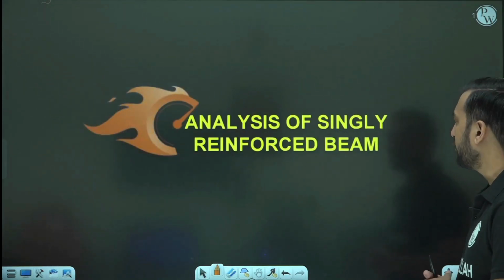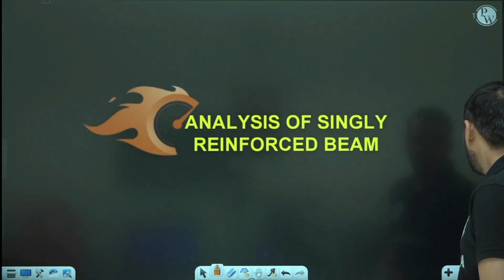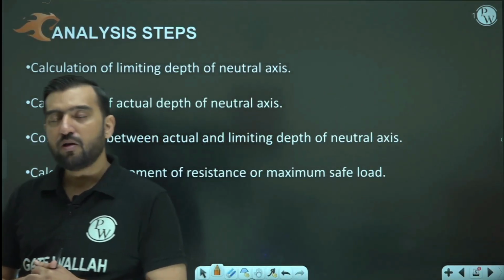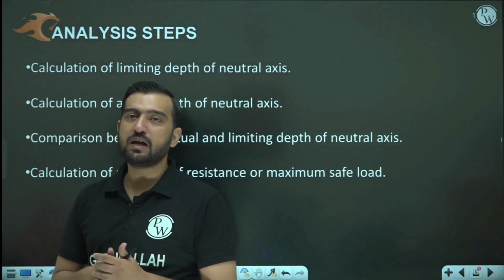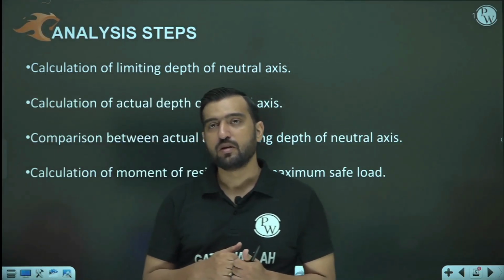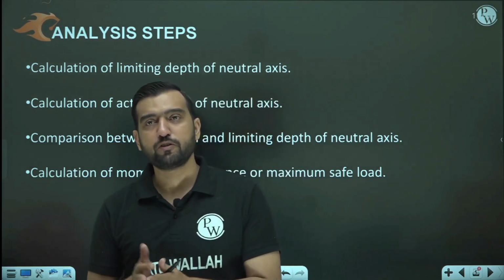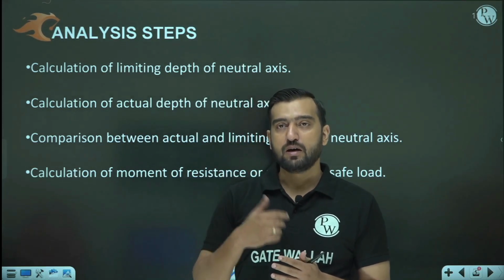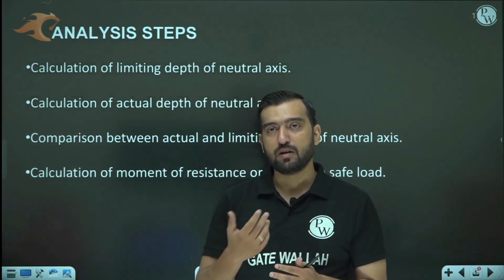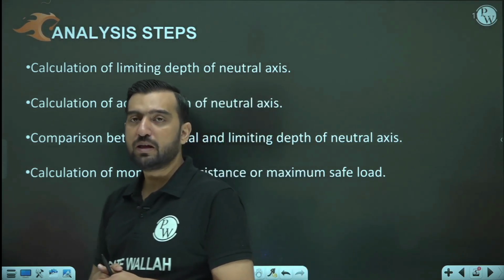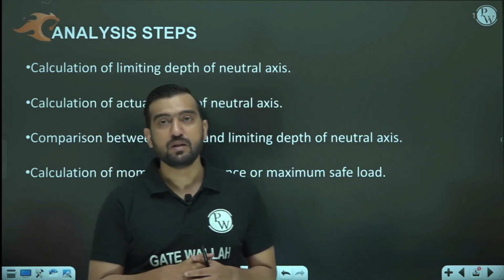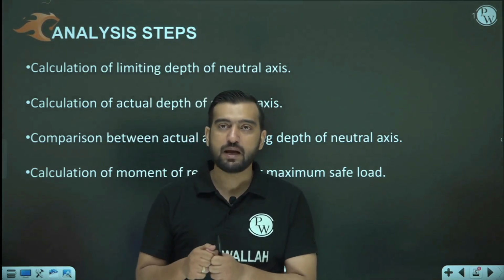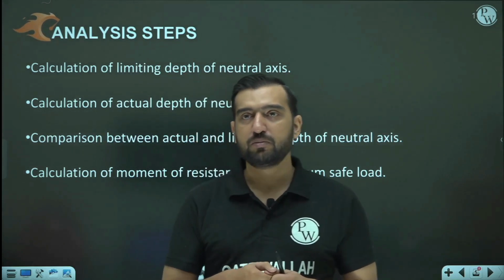So, analysis of singly reinforced beam. My dear friends, for analysis of a singly reinforced beam, we have 4 steps. Analyze means to calculate the ultimate moment of resistance. After getting the value of ultimate moment of resistance, only then will we be able to calculate the maximum factored load or maximum working load. So it is very important that if we want to analyze a beam, we must know how much it can bear in bending. Based on that we can calculate the maximum safe load.